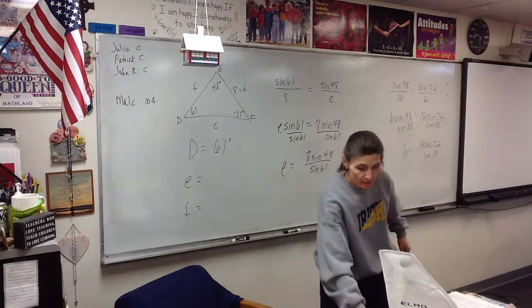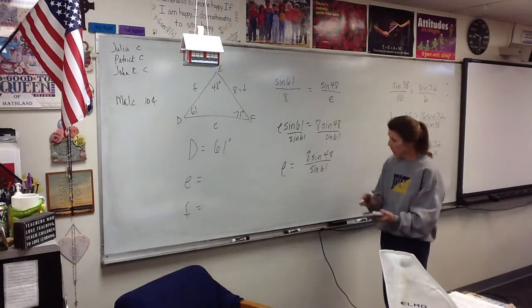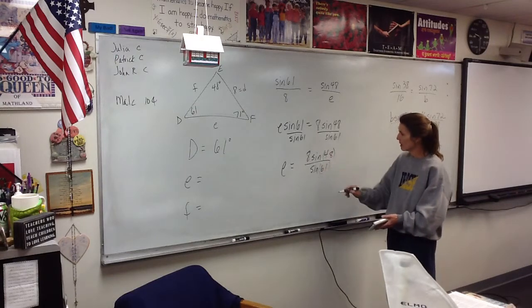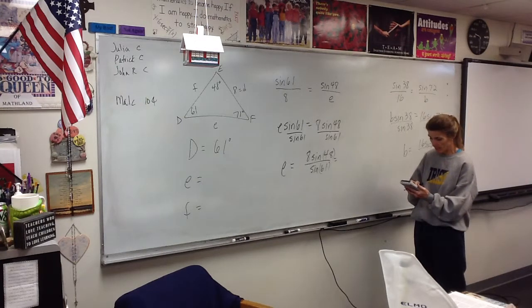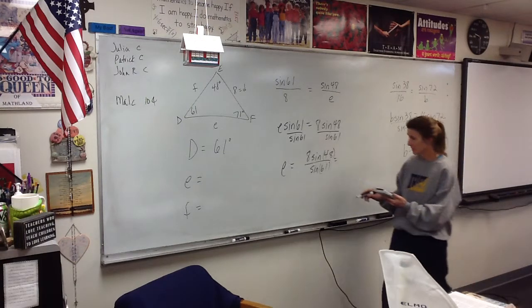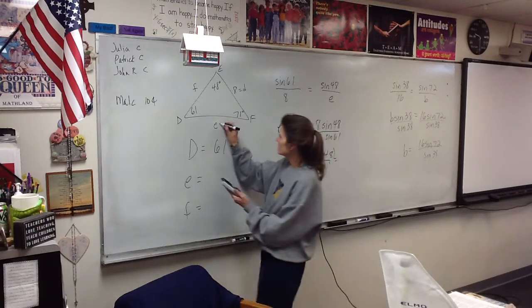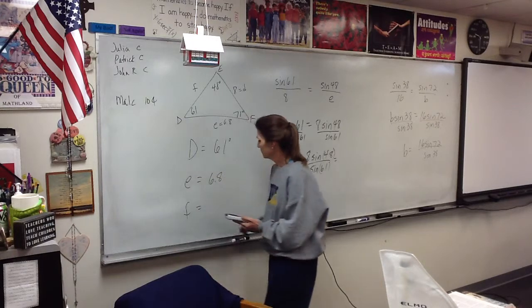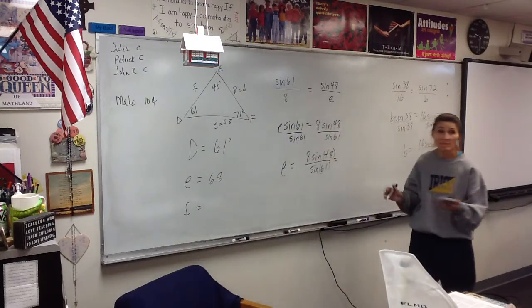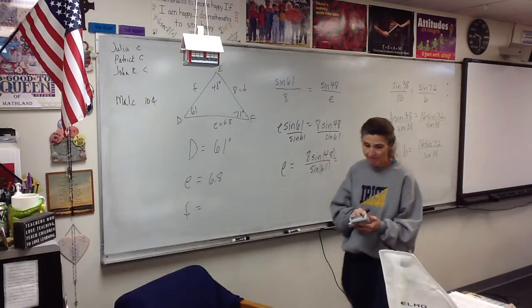Now I'll go to my calculator, being very careful to close the parentheses around my angles. So 8 sine 48 divided by sine 61. And side E is about 6.8. Obviously, I'm rounding these things off. I have to.